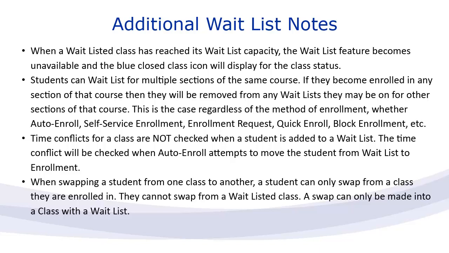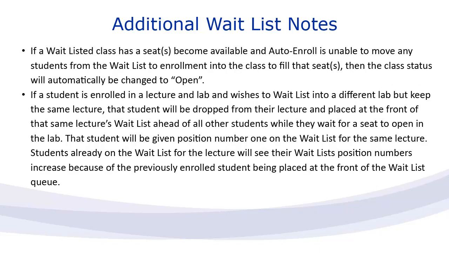When swapping a student from one class to another, a student can only swap from a class they are enrolled in. They cannot swap from a waitlisted class. A swap can only be made into a class with a waitlist. If a waitlisted class has a seat become available and auto-enroll is unable to move any students from the waitlist to enrollment into the class to fill that seat, then the class status will automatically be changed to open.